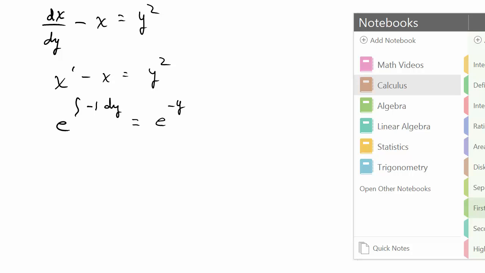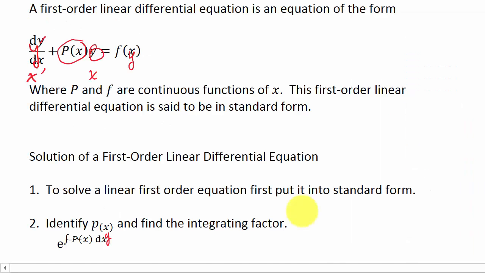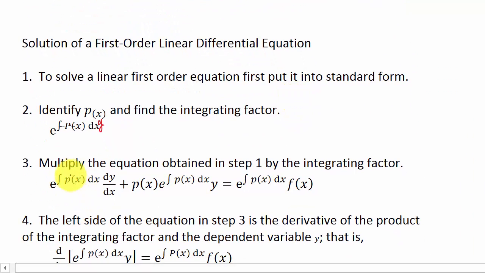Now I found my integrating factor. So what does it say to do? It says multiply the equation obtained in step 1. So we multiply that standard form of the equation by the integrating factor.